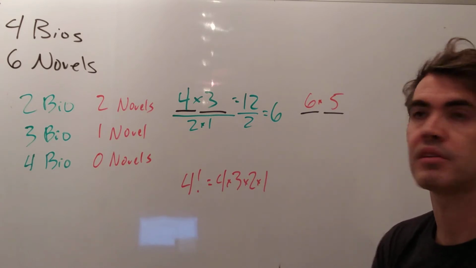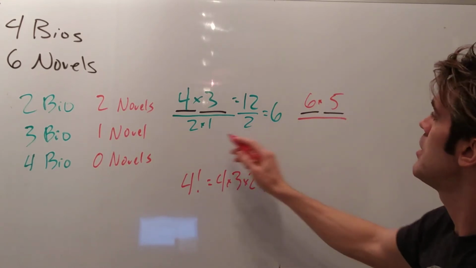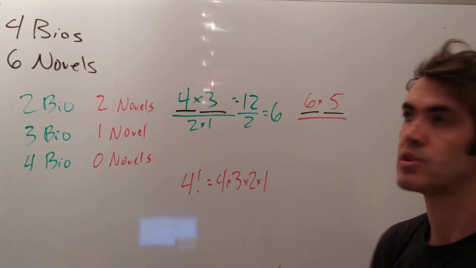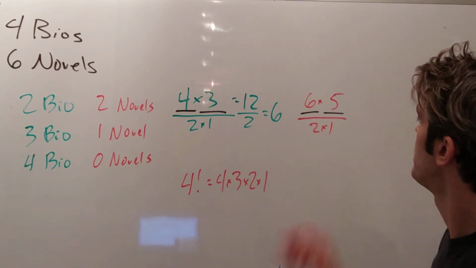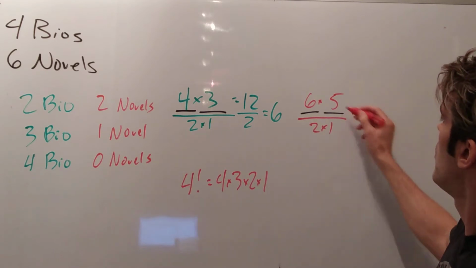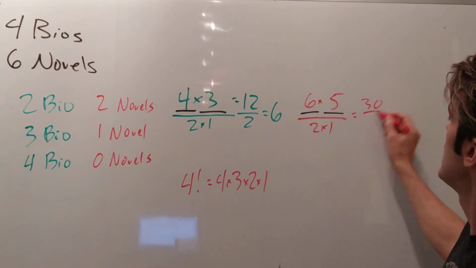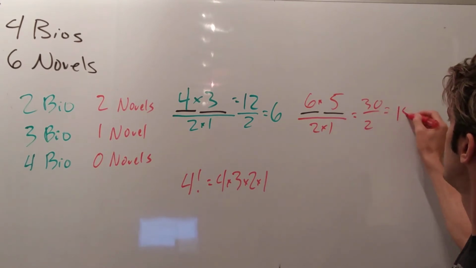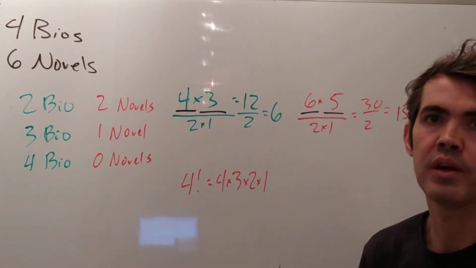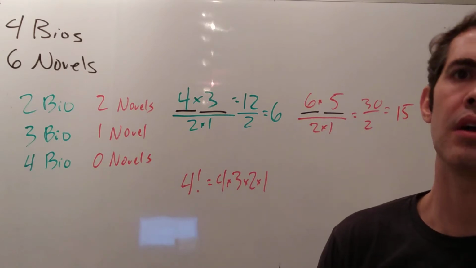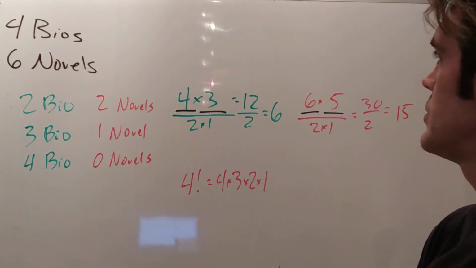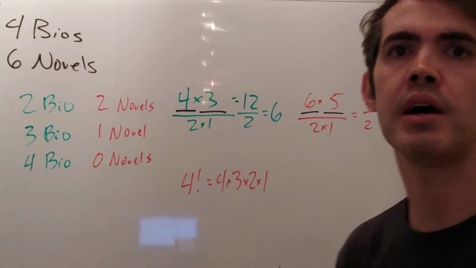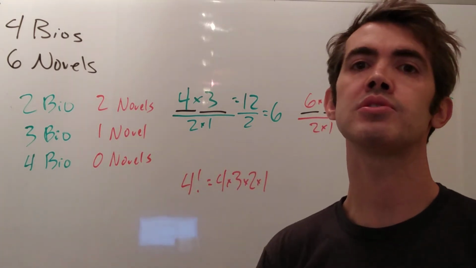So what I'm going to do is divide this by the number of ways I could have read those 2 novels. That's just 2 factorial, okay? So that's just 2 times 1, okay? So on the top, this winds up to be 30. On the bottom, that's just 2. So 30 divided by 2 winds up to be 15. All right, so we have figured out the number of ways there are to read 2 novels if you have 6 novels.